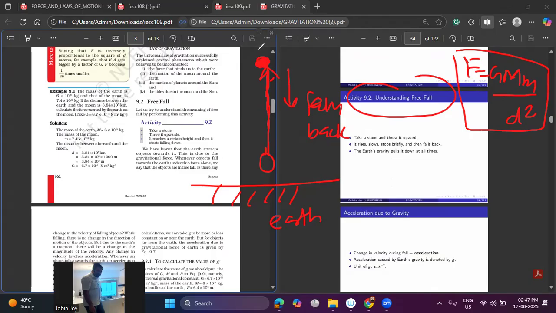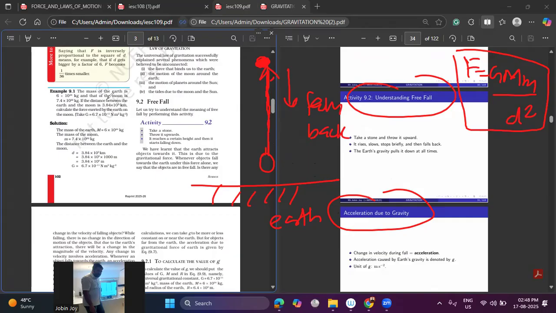Because of that force, the stone falls back to the Earth. That means the Earth's gravity pulls it down all the time. This is what is called acceleration due to gravity. So that means here there is a change in velocity, right?